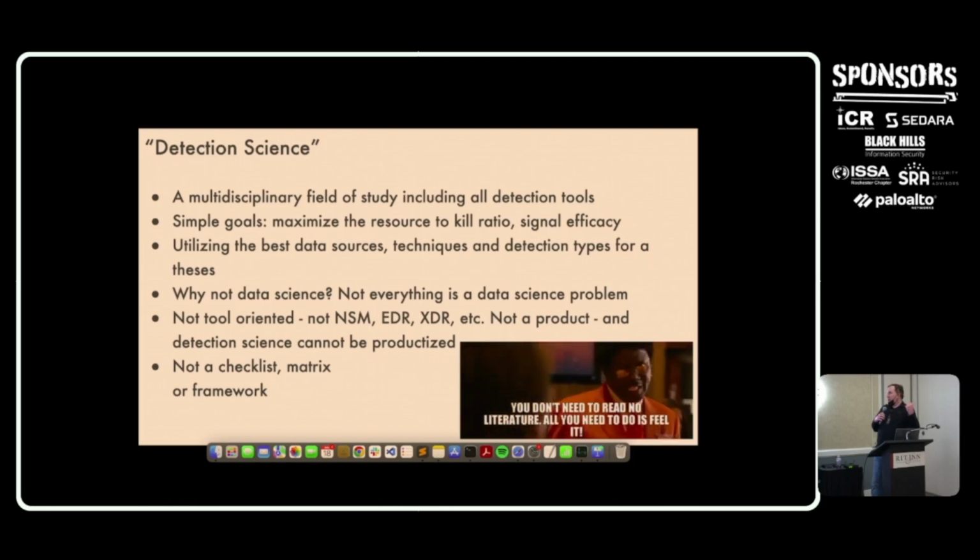Basically, my goals are to maximize basically to get the best possible detections at the lowest cost. That is what I mean by resource to kill ratio.